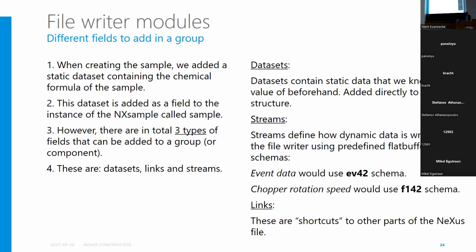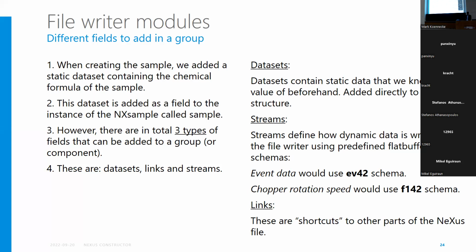I will also mention file writer modules. We also stream data through using flatbuffers. When we add fields to Nexus groups, we differentiate between three types of data. Datasets are static data, for example, the chemical formula that I added in the sample example. Streams are all the dynamic data. For example, the event data would use the EV42 schema at ESS, which is a schema we defined. We are currently updating those, so there will be new schemas as well. The chopper rotation speed would use the F142 schema.